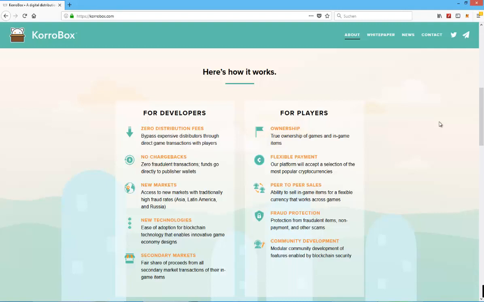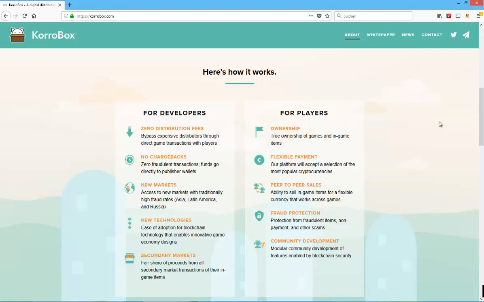Also a great idea in my opinion. New technologies: ease of adoption for blockchain technology that enables innovative game economy designs, secondary markets, a fair share of proceeds from all secondary market transactions of their in-game items. And for players obviously, the main advantage of generally using blockchain integration is that you have true ownership, 100% ownership of any kind of items, and hopefully Korro Box, the same way as Steam does it, facilitates selling digital assets that you actually gained in these games.